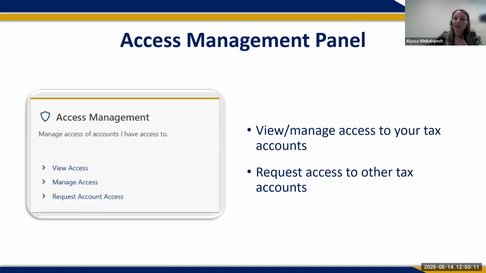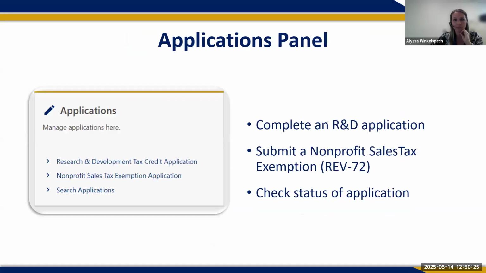Next, we have the access management panel, and that is used to submit requests for access to other accounts, as well as manage your own access. And then finally, we have the application panel. So this is used to submit a sales tax exemption, that REV 72 request, or complete an R&D credit application.